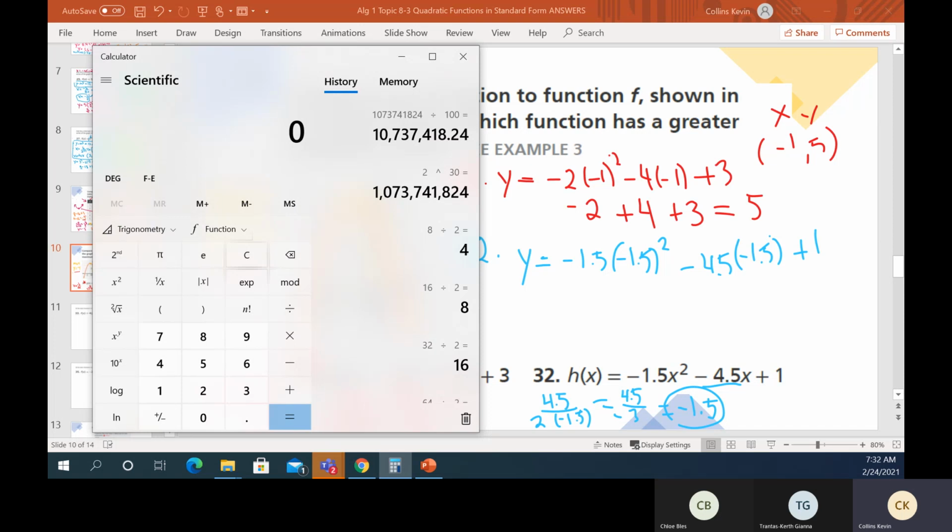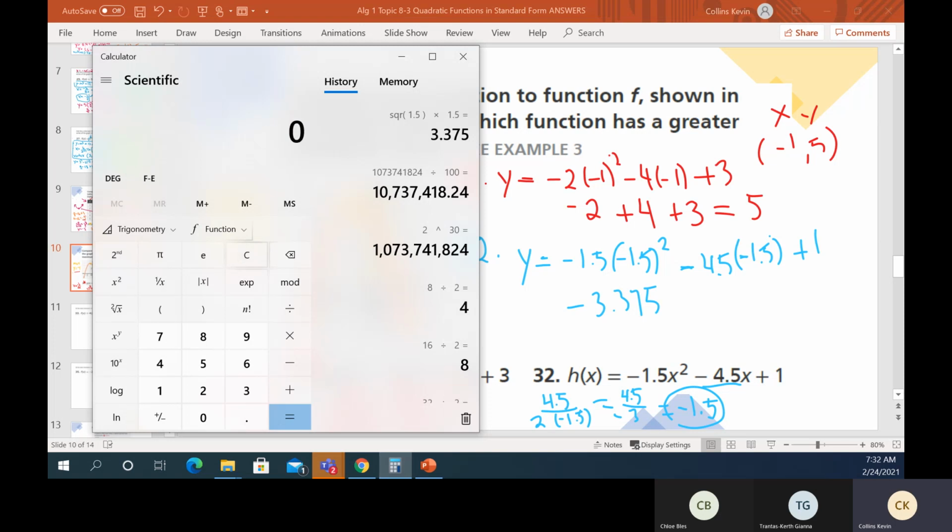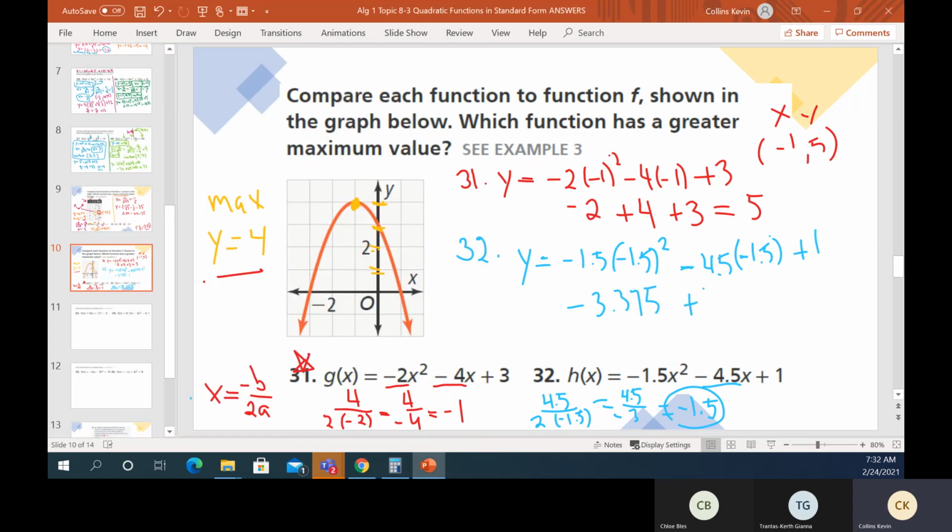All right, so first thing, the negative 1.5 when you square it is going to be positive, so you can just do 1.5 squared. That's 2.25. Then we take that times 1.5, so 3.375, and it's going to be negative, so minus 3.375. The next thing, we have a minus and a minus, so that's going to be positive. So we'll just multiply those together: 4.5 times 1.5 is 6.75. So plus 6.75 plus 1.